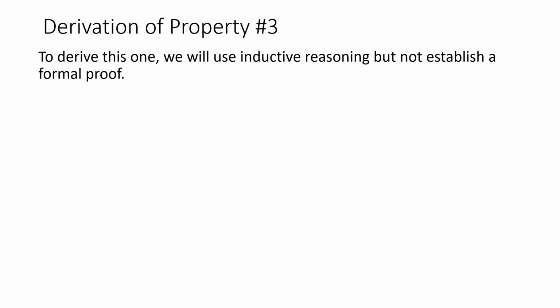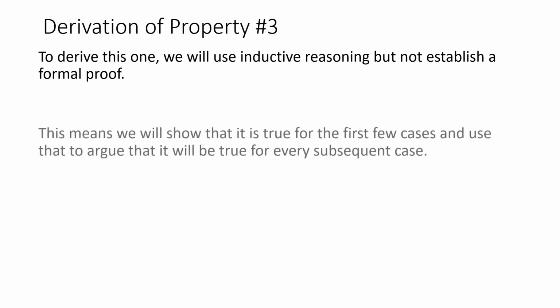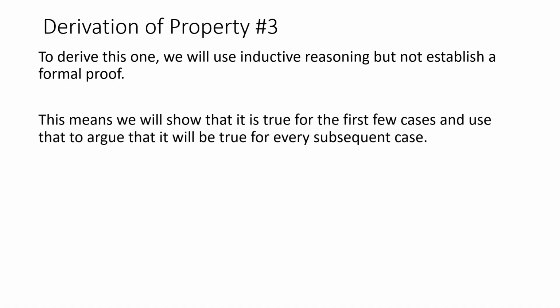Inductive reasoning is different. This means we will show that it is true for the first few cases and use that to argue that it will be true for every subsequent case. That is essentially how inductive proofs work. You show that it is true for the first, usually 2 cases. Sometimes you have to go a little bit more than that. It depends on what you're trying to prove. And then you will generalize it with variables.